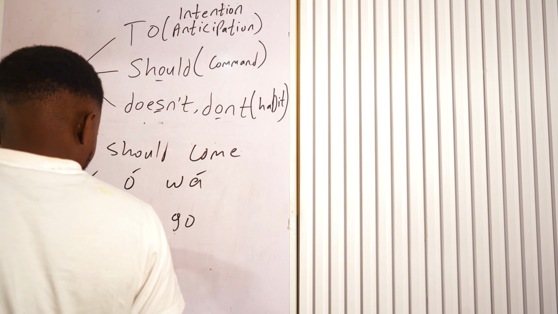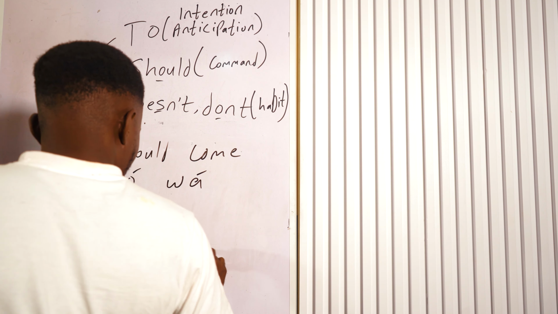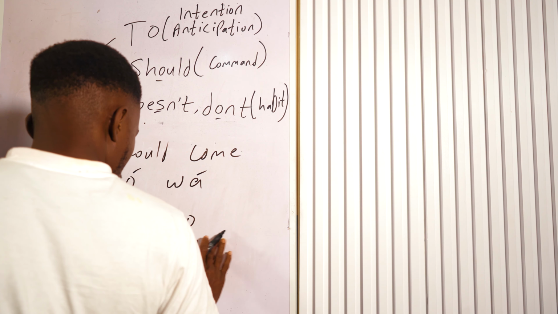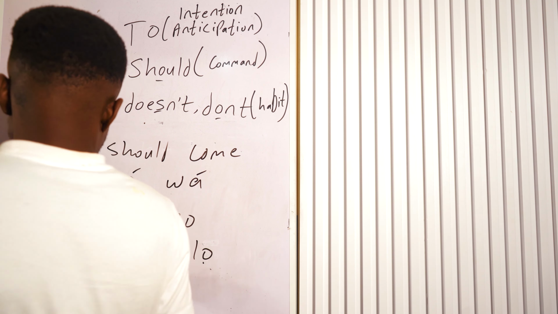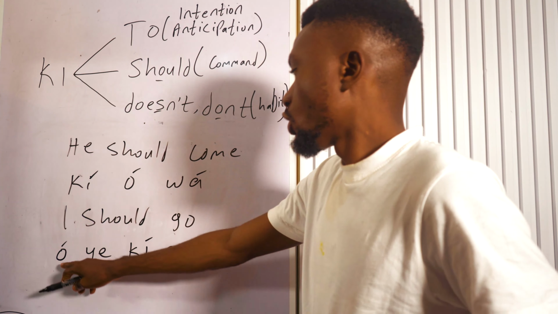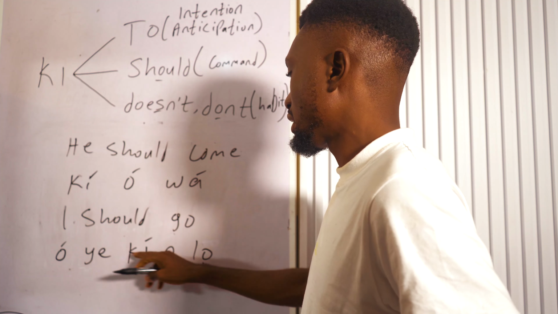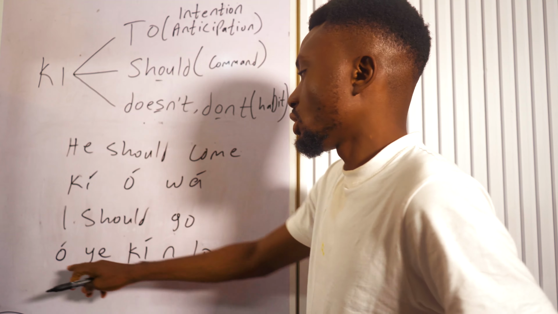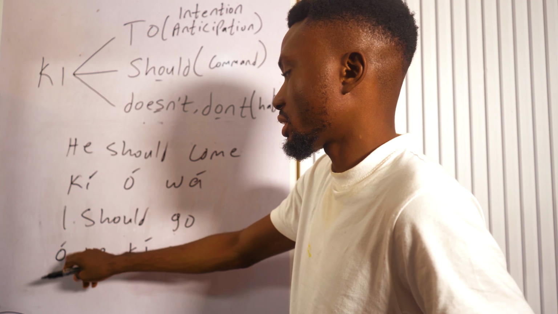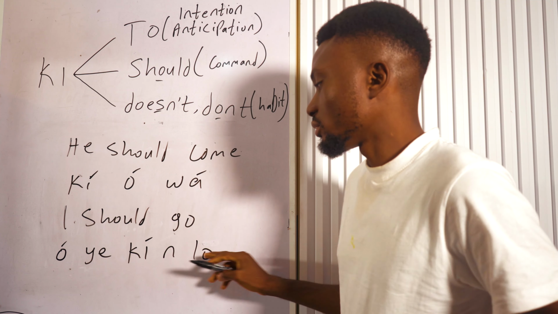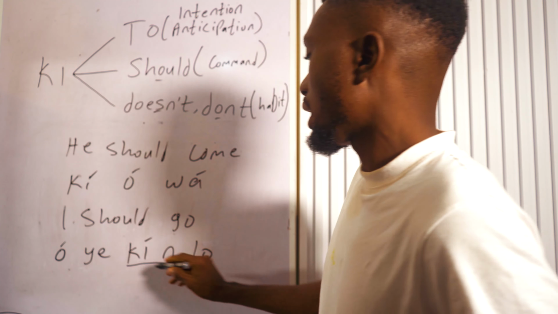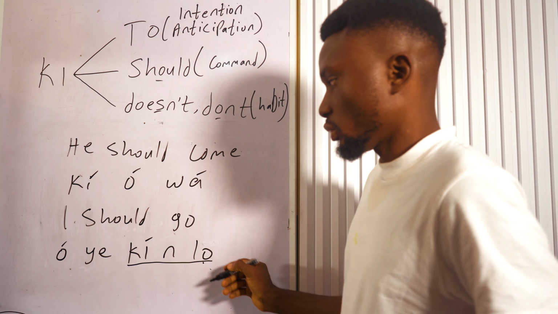I should go, and that is ó yẹ kí n lọ. This is what's talking about responsibility there. Ó yẹ kí n lọ. This ó yẹ is one word actually, no space. Ó yẹ kí n lọ. Kí n lọ is I should go.